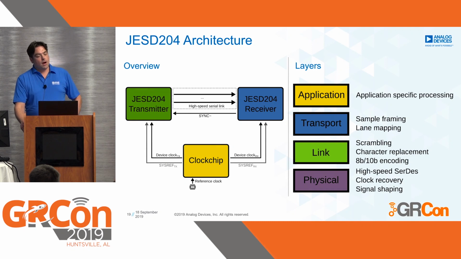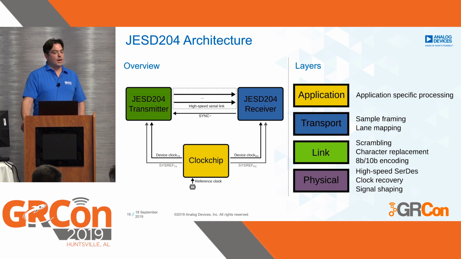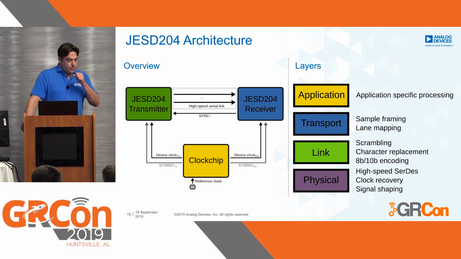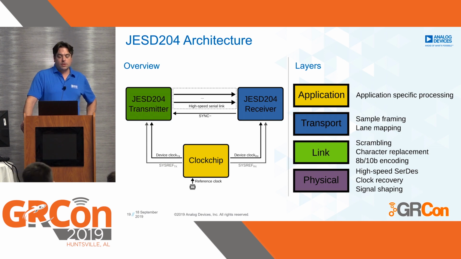If you look at the architecture of such a system, there's typically a transmitter, a receiver, and then a clock chip. Between the transmitter and the receiver, there are the high-speed lanes, the link. Then there is another handshaking synchronization signal that goes from the receiver to the transmitter. And for subclass 1 deterministic latency, there's also a SysRef signal required, which synchronizes both transmitter and receiver to the same instant in time.